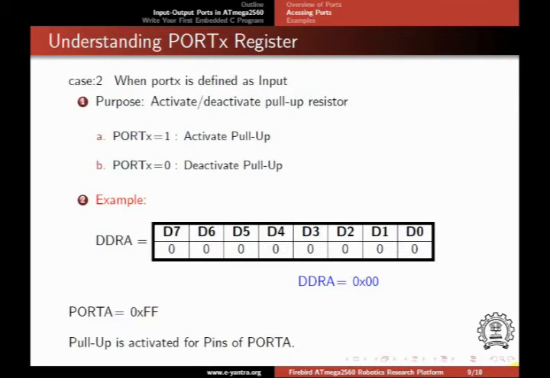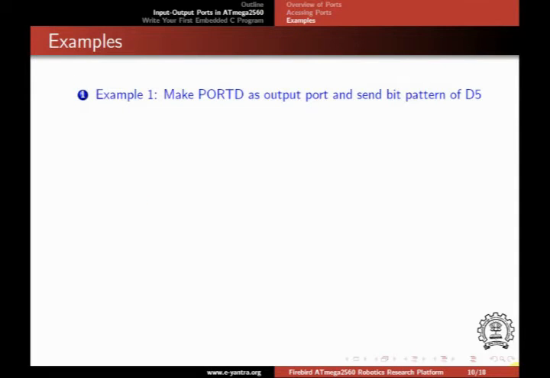So we have now covered the overview of the ports and how to define the port using registers. Now let us understand the concept with a few more examples. Consider example 1, where we need to make port D an output port and send the bit pattern D5 to it. So the steps involved in the example will be as follows.